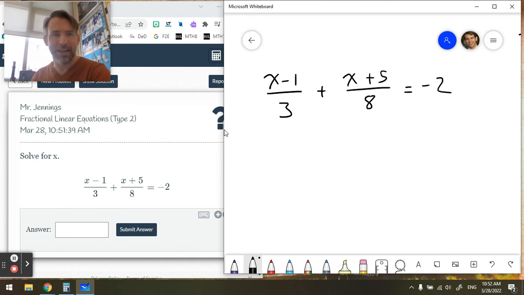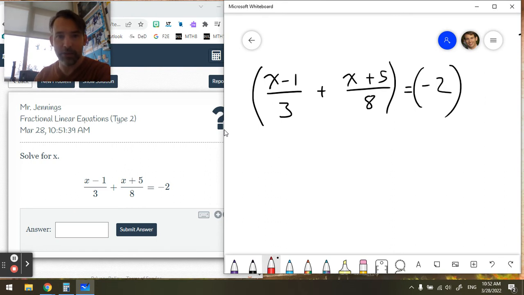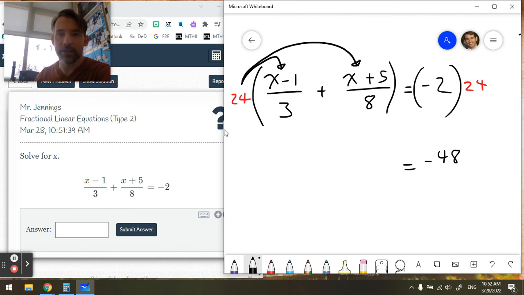Here, I noticed that 3 and 8, if I were to multiply both sides of the equation by 24, then both those fractions will go away. So let's multiply both sides by 24, okay? What I'm going to do is put this in brackets, and this in brackets, and multiply both sides by 24. So then this is what I'm going to get. This is equal to negative 2 times 24, negative 48, on that side. 24 distributes in. It multiplies this term and it multiplies this term. And even better, put brackets here and brackets here.